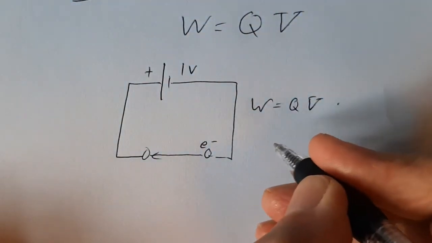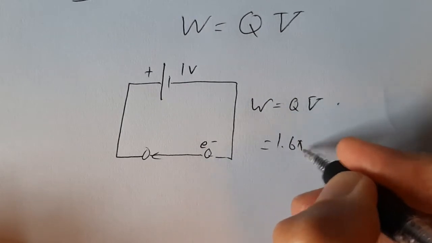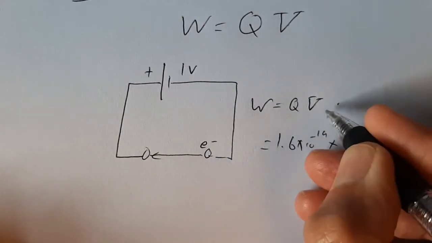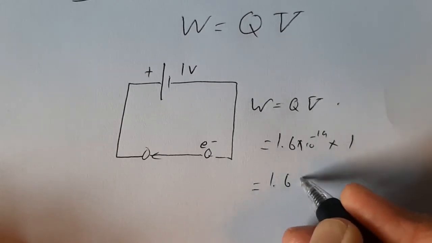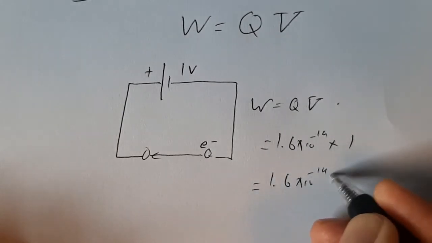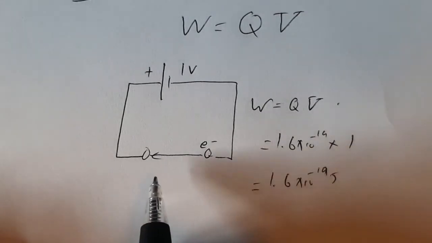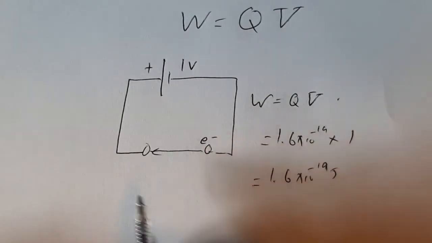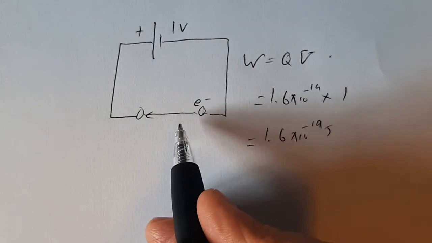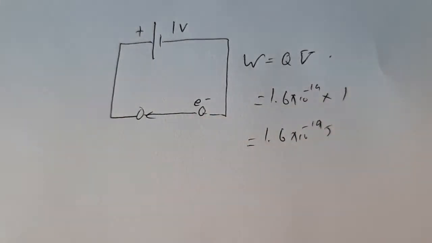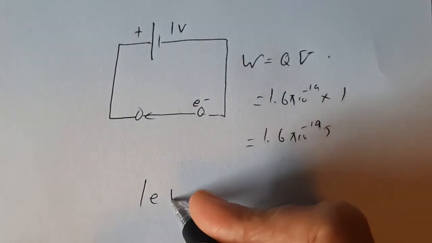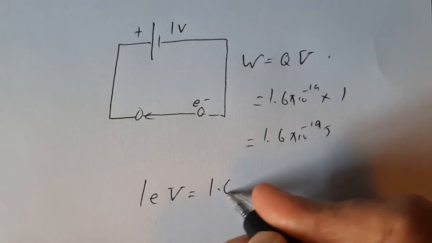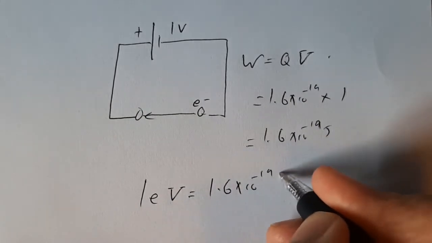So the charge of the electron is 1.6 times 10 to the minus 19, and the voltage, I just said, was 1 volt, so the work done is 1.6 times 10 to the minus 19 joules. Assuming there are no energy losses, and if this is a vacuum there wouldn't be, the electron has now got kinetic energy 1.6 times 10 to the minus 19 joules. And that's a special quantity, and it's called an electron volt. So 1 eV, 1 electron volt, is 1.6 times 10 to the minus 19 joules.